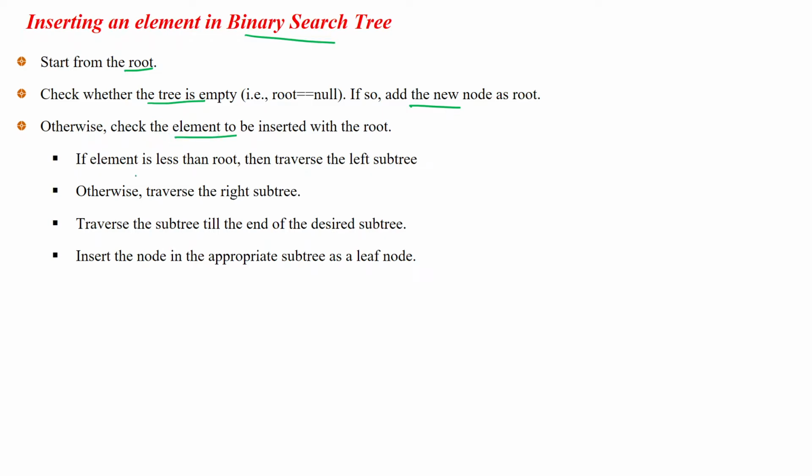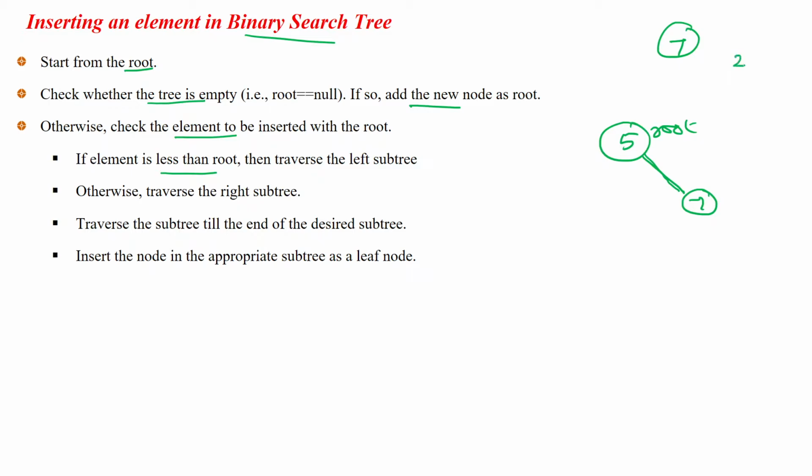If the root is available, then we will check whether the given element is less than the root value or not. For example, here the root is 5, and I am going to insert 7. Now we are checking 7 with 5. If 7 is greater than the root value, then it will be added as a child in the right subtree. Here the right subtree is null, so it will be added as a right child.